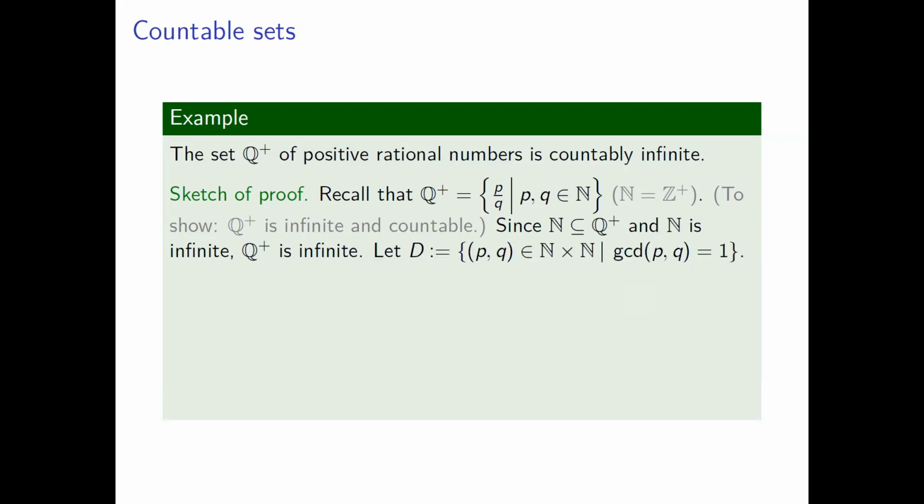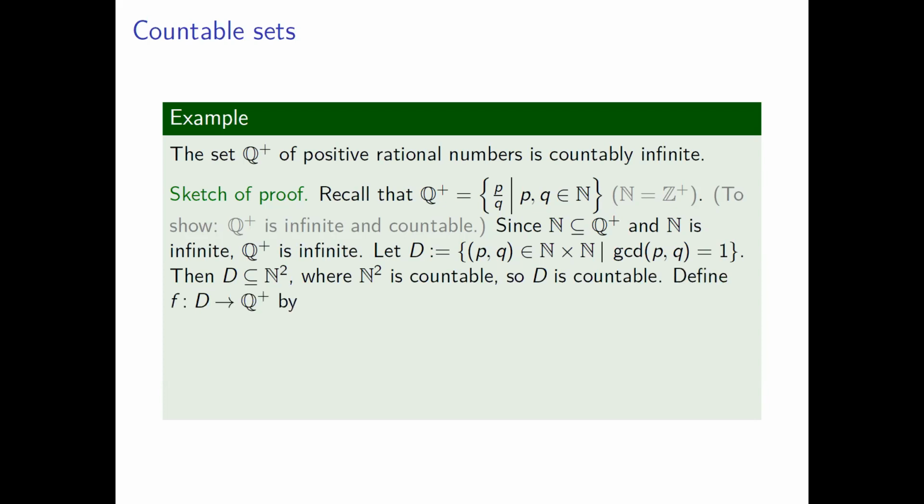Let D be the set of all ordered pairs (p, q) of natural numbers p and q, such that p and q are coprime. Then D is a subset of the Cartesian product N squared, where the set N squared is countable. Recall that by the previous theorem, any subset of a countable set is countable. So the set D is countable. Define the function f from D to Q plus by setting the image of the ordered pair (p, q) to be the fraction p over q. It is left as an exercise to show that f is a bijection.